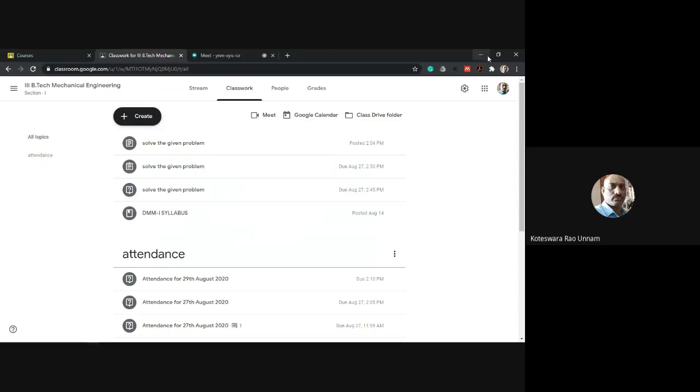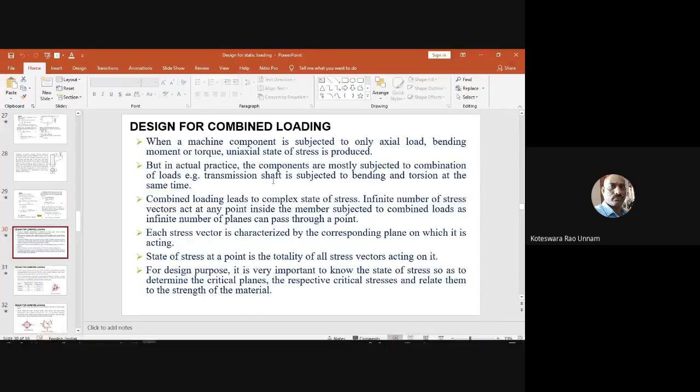So what do you mean by state of stress? State of stress is nothing but the graphical representation, or you need to define all the components of the stress acting at a given particular point. We'll call it a state of stress.